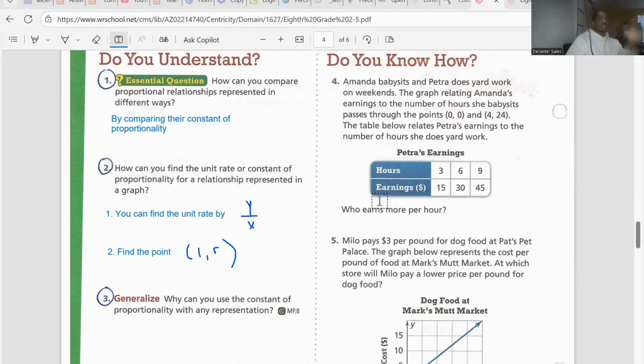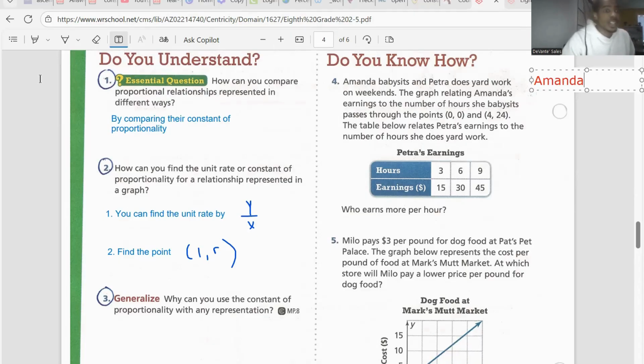It says the table below relates Petra's earnings to the number of hours she does yard work. Are y'all listening? I promise you are going to have questions like this on the test. This is known as comparing two different proportional relationships. They'll give you a graph and then a table, or an equation and a table. All you have to do is use some of the stuff we just learned. So for instance, let's work on Amanda first.